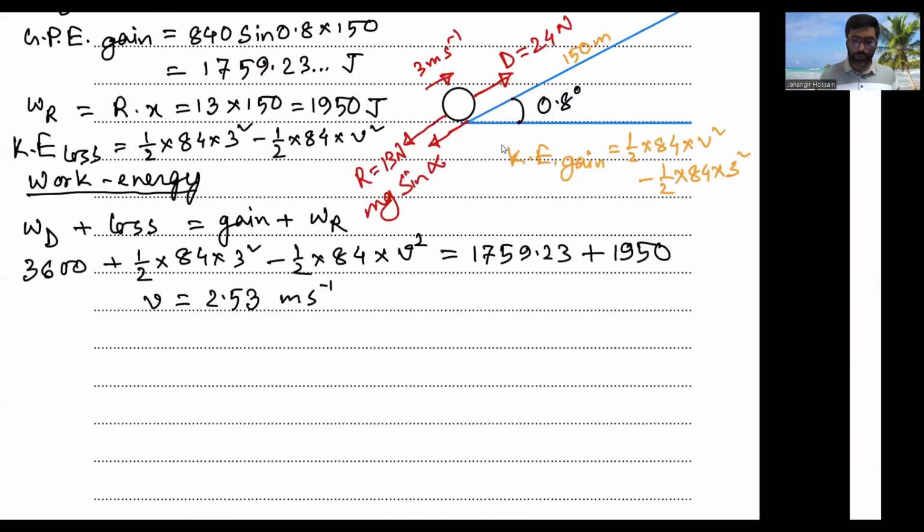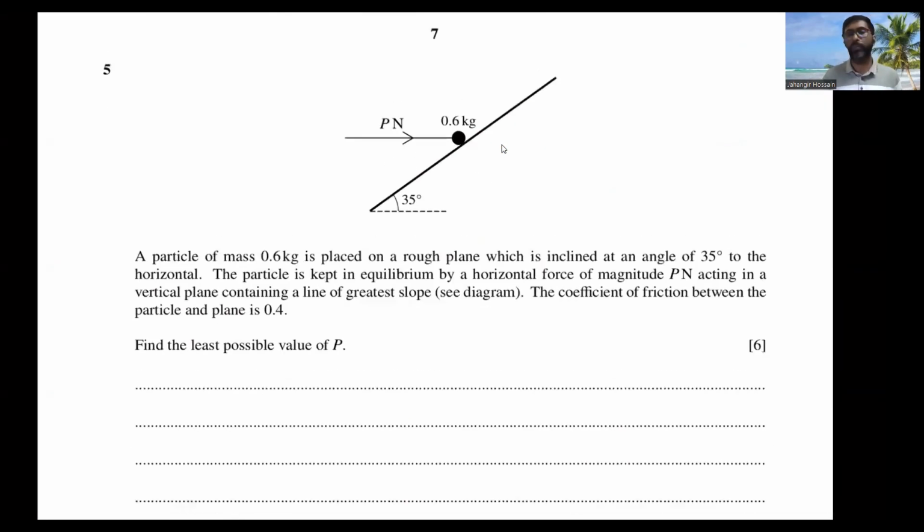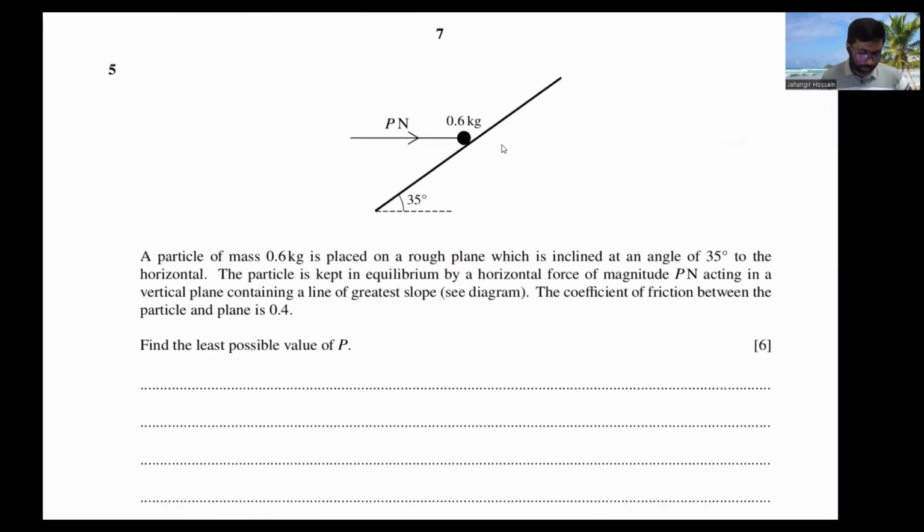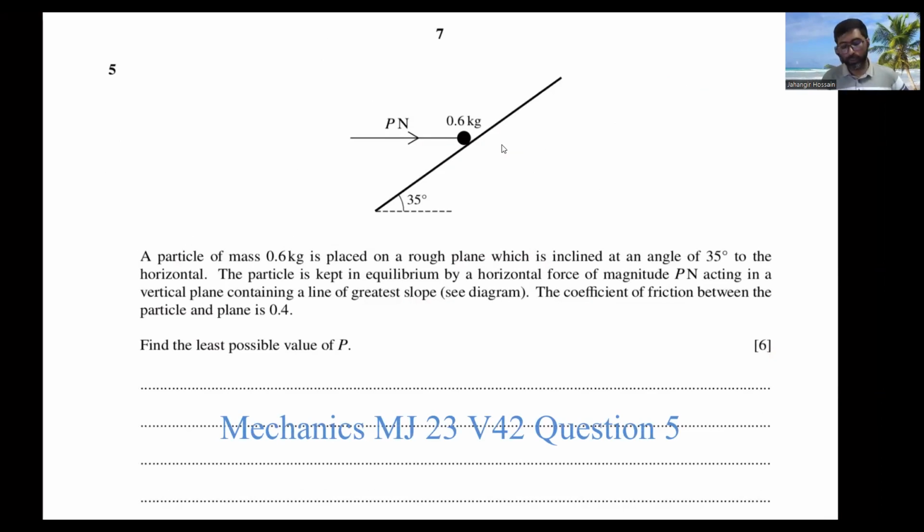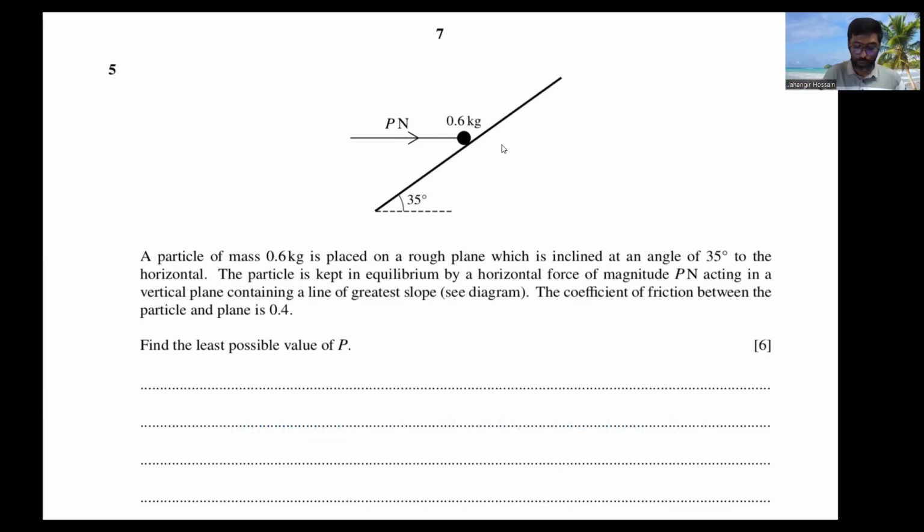Now let's move on to the next sum, which is question number 5. In question number 5, we see a particle of mass 0.6 kg is placed on a rough plane, which is inclined at an angle 35 degrees to the horizontal. The particle is kept in equilibrium by a horizontal force of magnitude P Newton acting in a vertical plane containing a line of greatest slope. See the diagram. The coefficient of friction between the particle and the plane is 0.4. We have to find the least possible value of P.